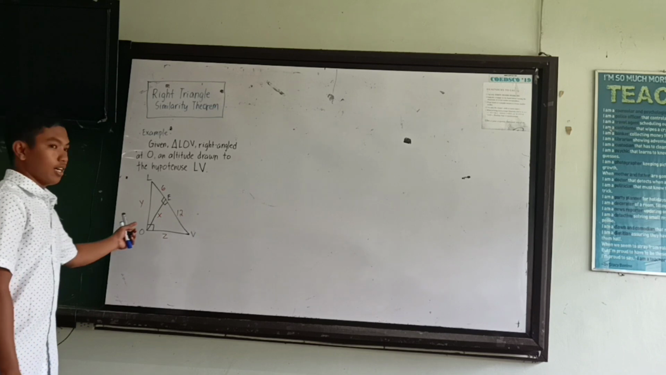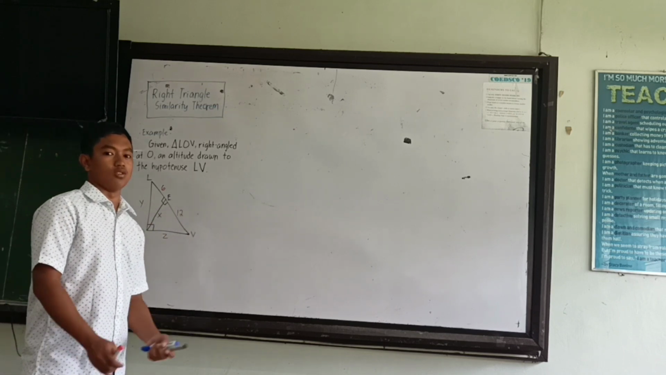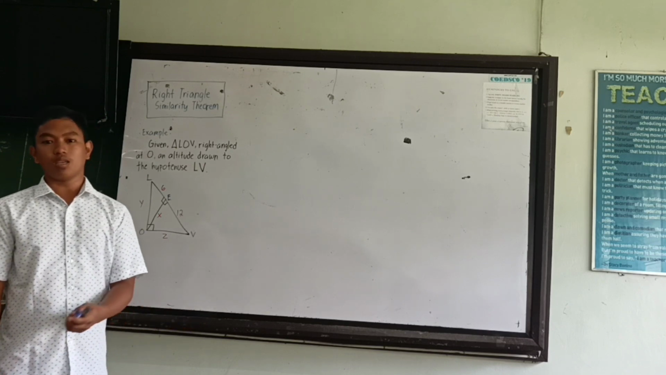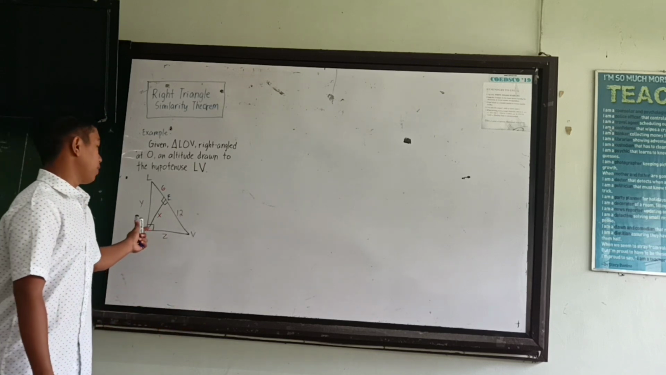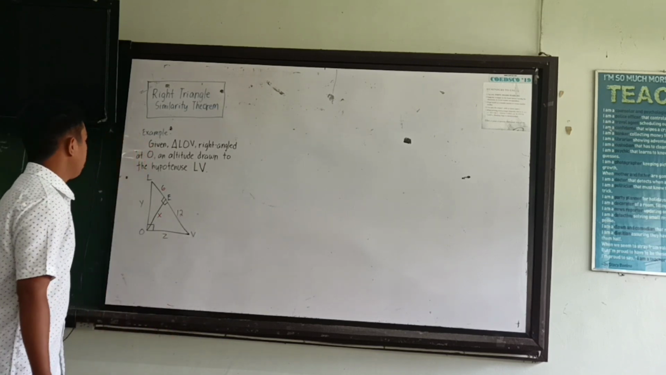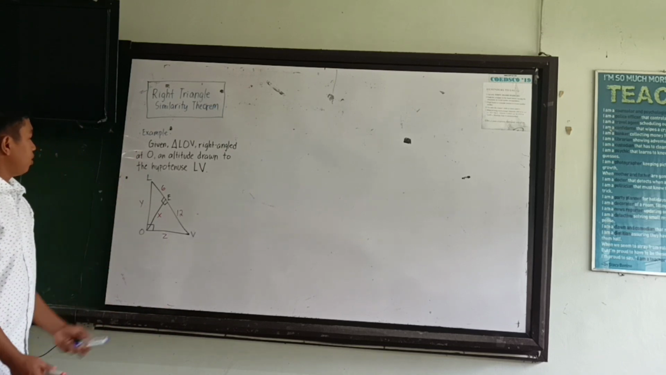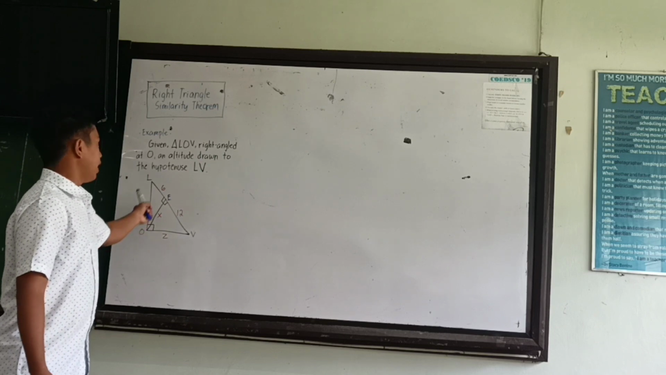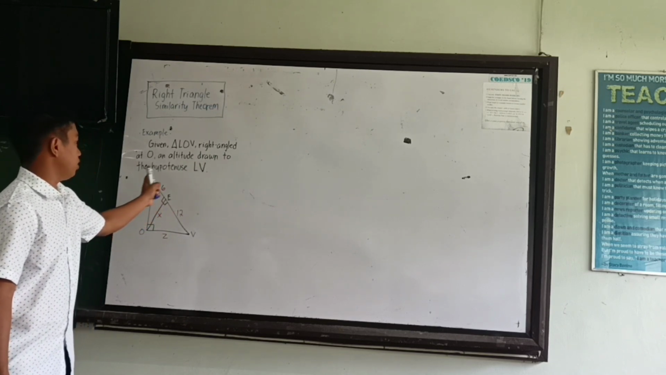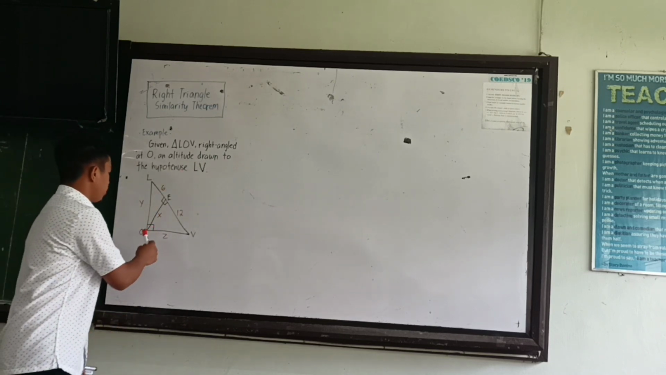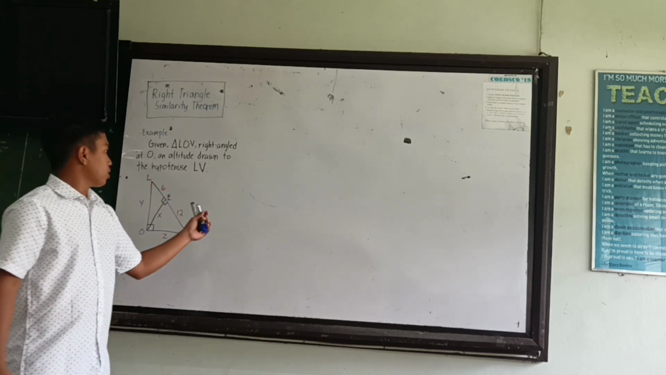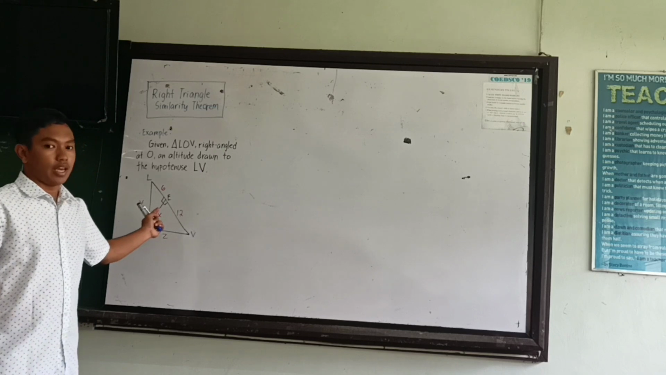When an altitude is drawn from the right angle to its opposite side, the hypotenuse, it creates new right triangles which are similar to each other and to the given right triangle. So for example, given triangle LOV, right angle O, an altitude OE is drawn to the hypotenuse LV. How can we solve the values of x, y, and z?